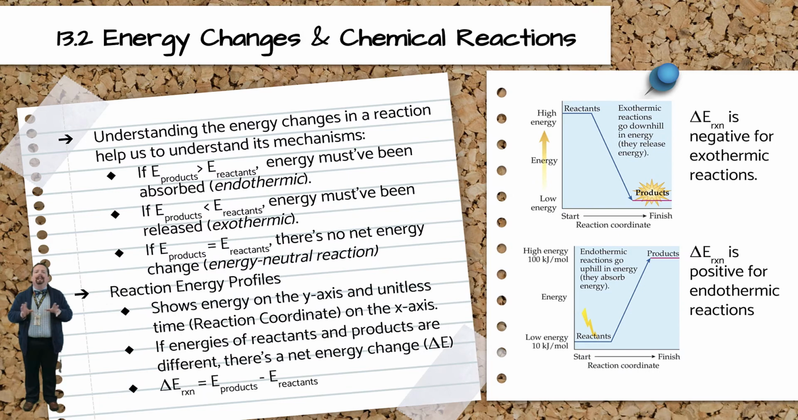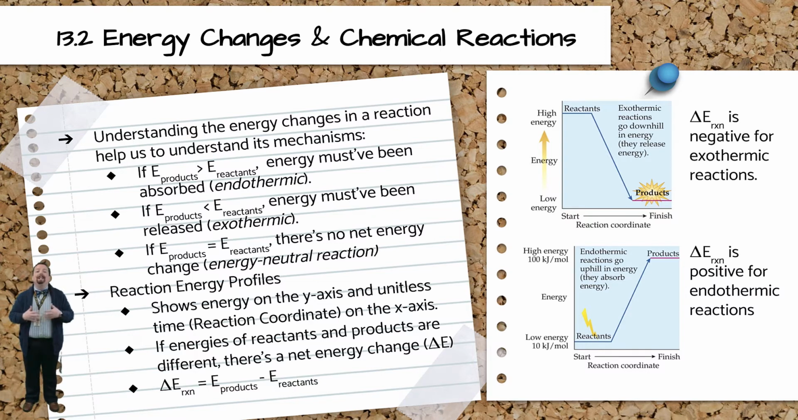In order to really understand a reaction's mechanism, it's helpful to understand the energy changes involved in a reaction. Most chemical reactions involve some net change in energy. That is, the combined energy of the products will be different than the combined energy of the reactants. If the products have more energy than the reactants, the reaction had to absorb or take in energy.